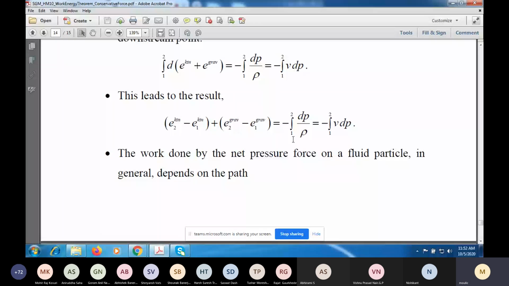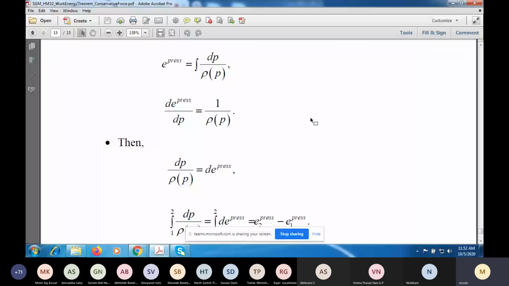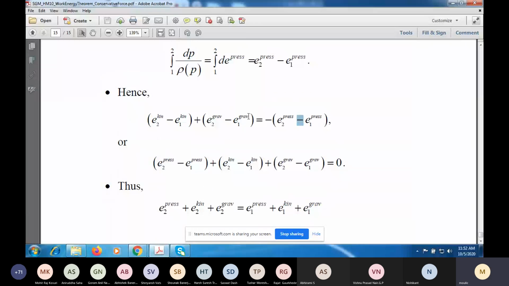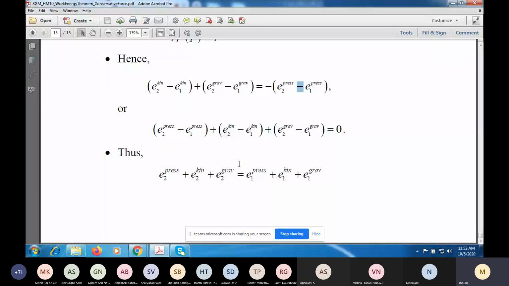So this equation then represents the energy balance for the particle in steady inviscid flow. Now if I put another restriction, steady inviscid barotropic, then you will have minus of E2 pressure minus E1 pressure. If I transpose this term to the left hand side and write it as the sum of three terms equal to 0, you have the difference between 1 and 2 of E^PRESS, plus the difference between 1 and 2 of E kinetic, plus the difference of E grav between 1 and 2. If I move the quantities with subscript 1 to the right hand side, you will have the sum of E pressure plus E kinetic plus E grav at 2 equal to the same quantity at 1.